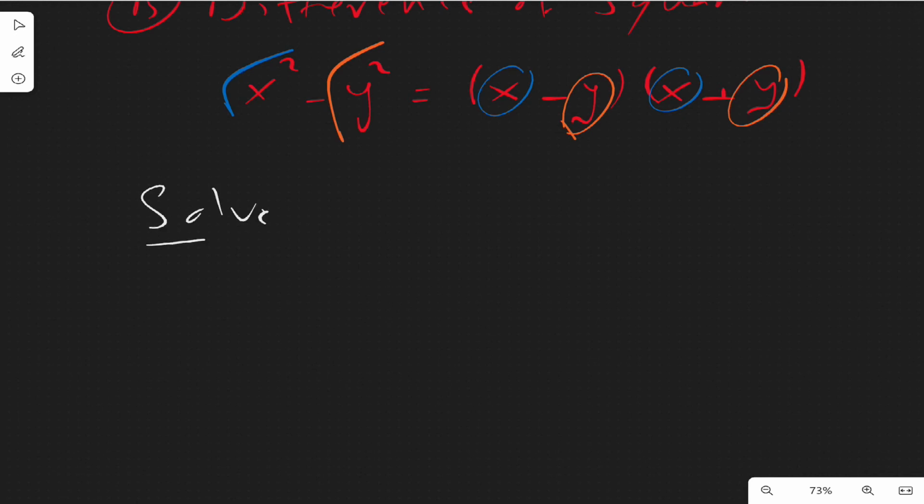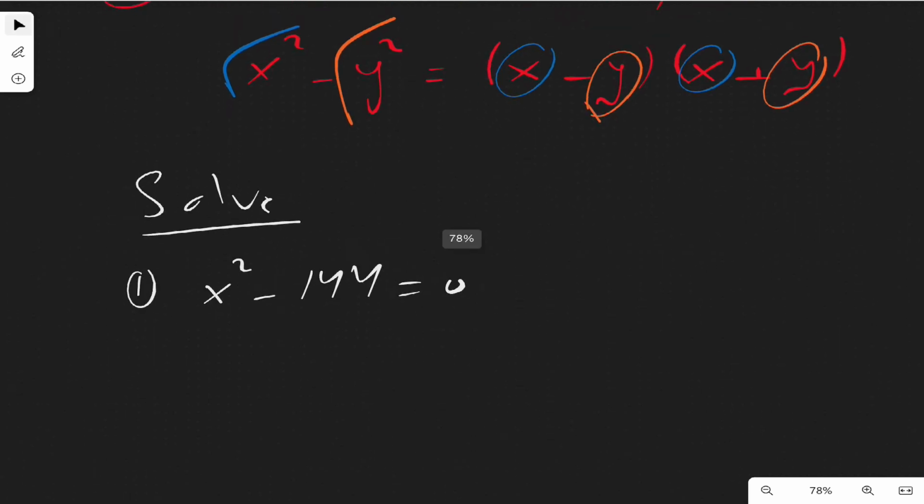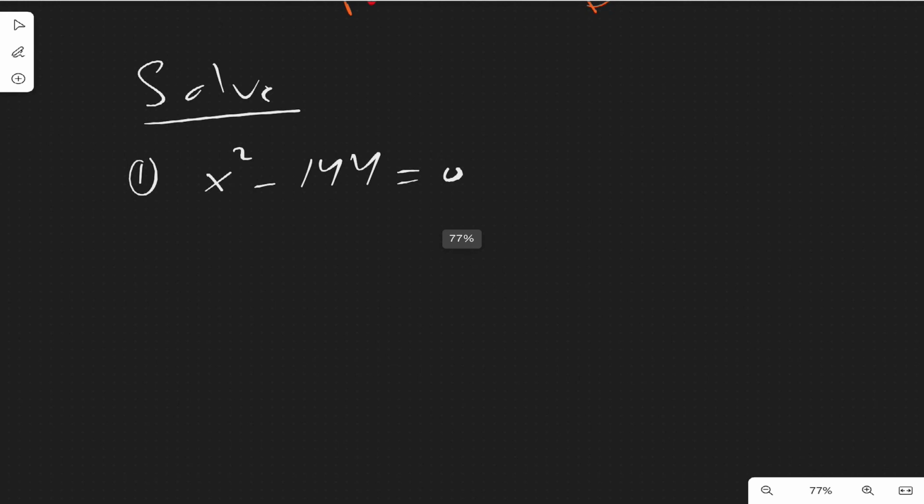Solve number 1. x2 minus 144 equal to 0. And reminding you, it can be done in two ways, but according to our lesson, we're gonna apply the way of our lesson.